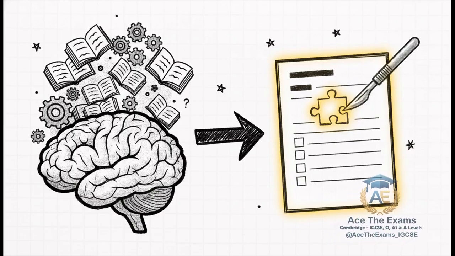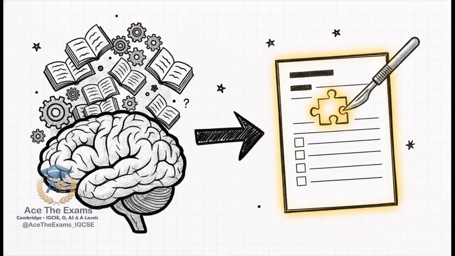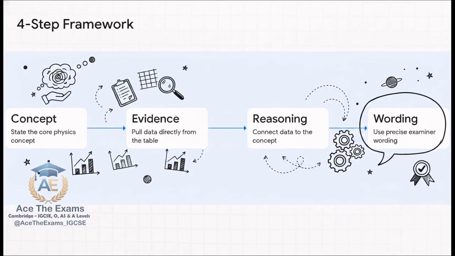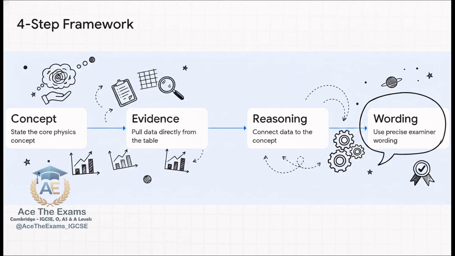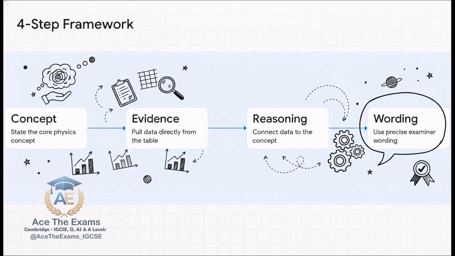You have to think exactly like the mark scheme, breaking your answers down into little components that physically force the examiner to hand over those points. And to do that, we are going to use the surgical 4-step answer framework. Think of this as your absolute go-to checklist for constructing top-tier high-band answers.